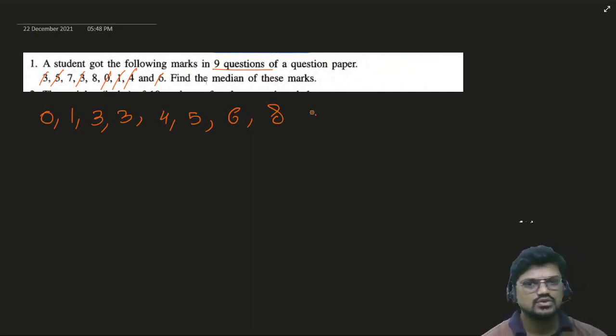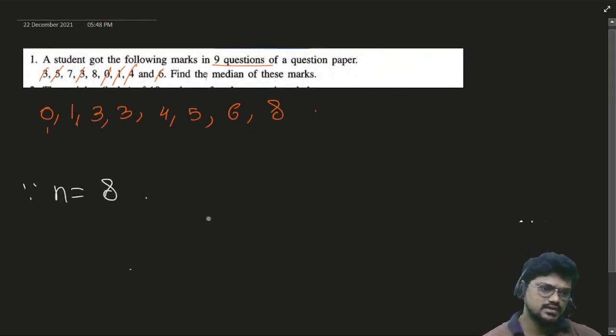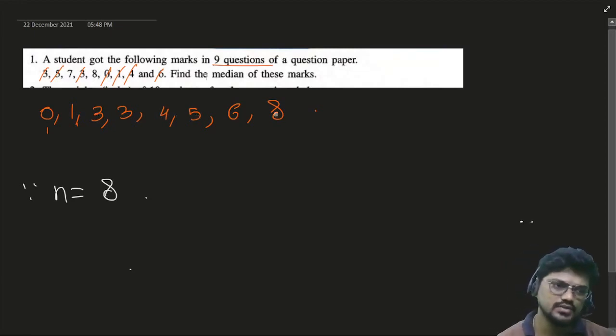Once you have arranged them, how many readings do you have? 1, 2, 3, 4, 5, 6, 7, 8. So there are 8 observations, n is equal to 8. So which one will be the median?